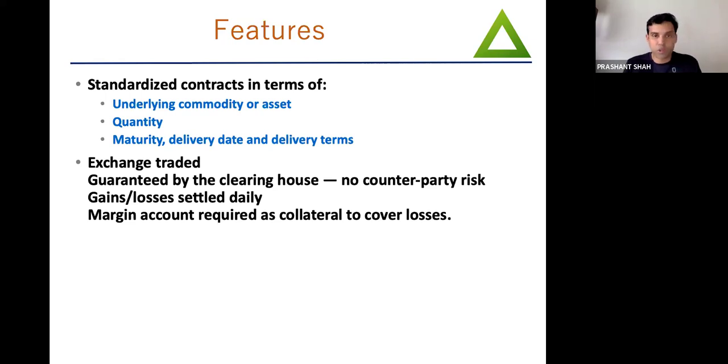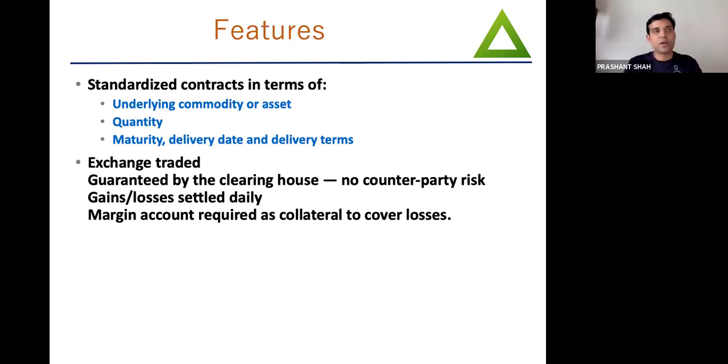Like if he's having short, then probably he has to buy and has to deliver to the stock exchange. One more thing: maturity, delivery date, and delivery terms. So when the contract should come to an end, then how the settlement would happen, in the sense like who will bear the cost of transportation, everything has to be defined by the stock exchange.